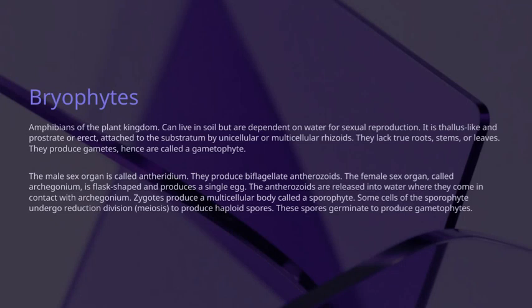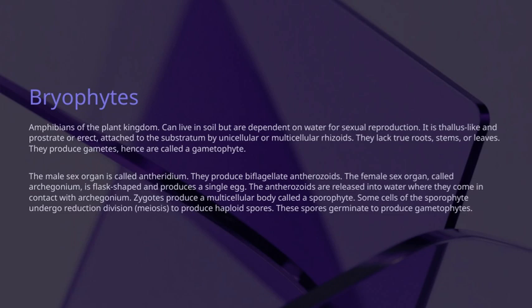Now, let's explore the reproductive structures of some of these fascinating plants. The male sex organ is called an antheridium, and it produces biflagellate antherozoids, which are essentially motile sperm cells with two flagella. On the other hand, the female sex organ, known as the archegonium, is flask-shaped and produces a single egg. When the antherozoids are released into water, they swim towards the archegonium to fertilize the egg.